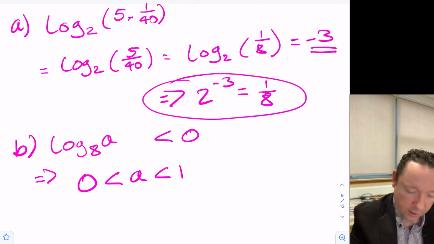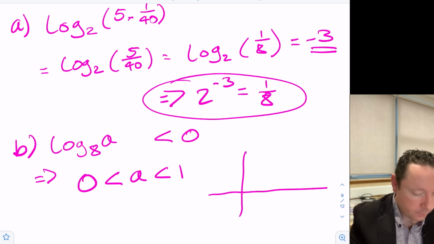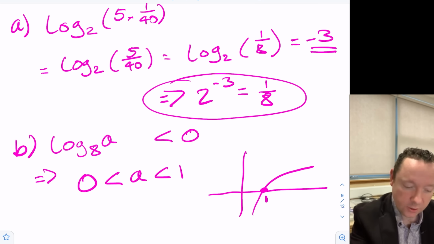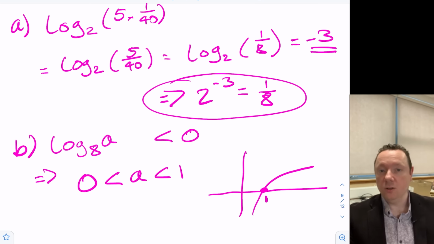We can see this on a graph, I suppose. If I draw a basic log graph, there is 1 there, and below the x-axis is when it's negative. So less than 1 it's negative, but only up to 0, it never touches 0. So it's between 0 and 1. So that's another way you could have thought of it.